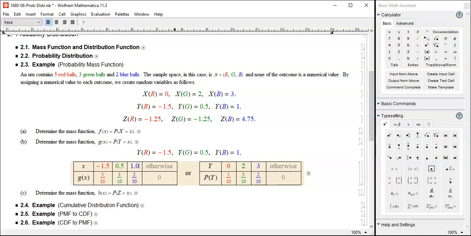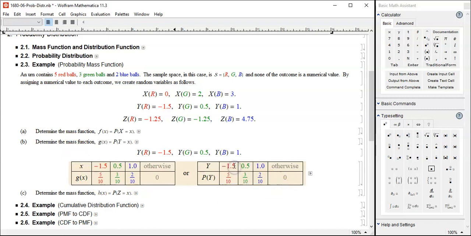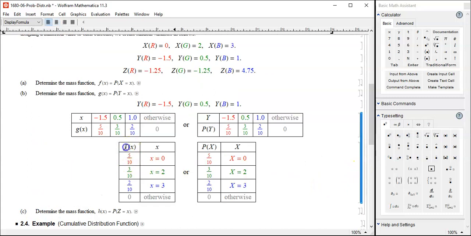What are the probabilities here? Well, the probabilities will stay the same. 5 red, 3 green, 2 blue, so they'll stay the same. And there you go. That's the table. Or you can do this vertically. So this is your g of x.